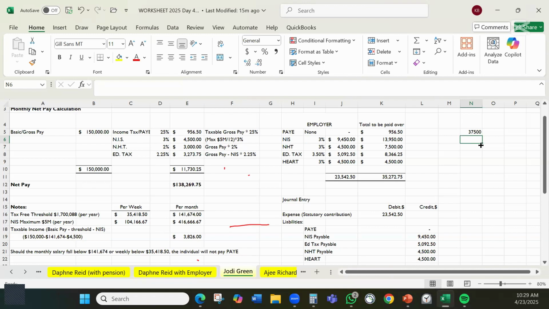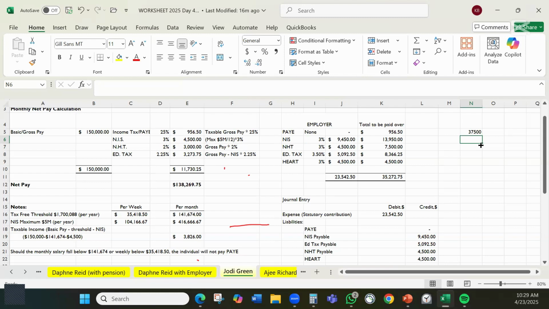Because you have to manage the threshold. But my answer is not the same as what you're saying right there. Because what I did, I would have less the 141 from the 150. Then I did the 25% of the difference, which would be taxable. Okay, but you did not take out the NIS. Oh, no, you didn't. Right.